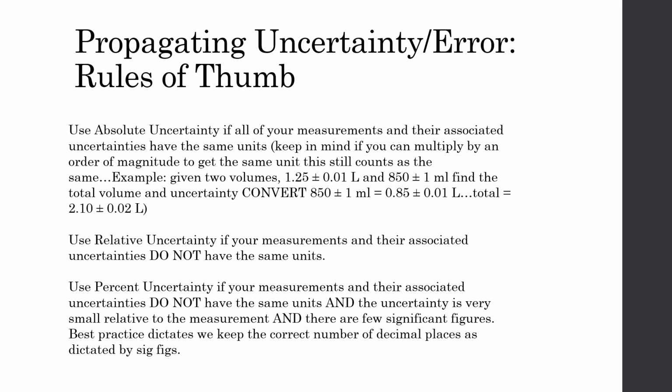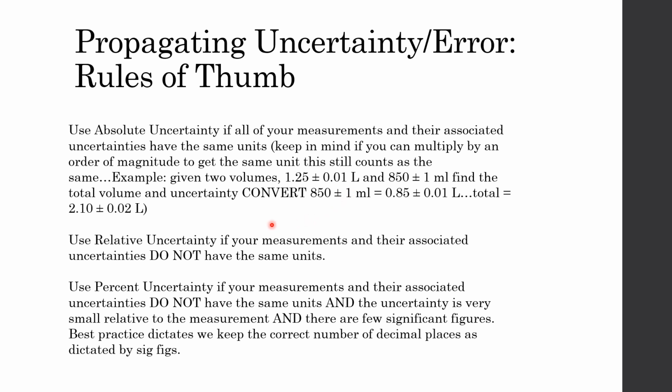So this is a review of how we're going to propagate our uncertainty/error and some rules of thumb. Okay? So as you'll remember, absolute uncertainty is used when all of your measurements and their associated uncertainties have the same unit. Keep in mind if you can multiply by an order of magnitude to get the same unit, this still counts as the same unit. So if you have a couple of volumes and one of them is in milliliters and one of them is in liters, you can convert all of them to liters or all of them to milliliters, so that means all of your measurements are in the same unit.